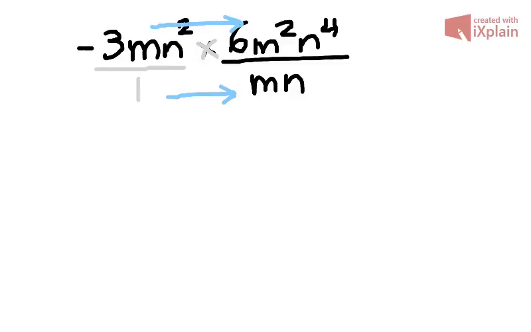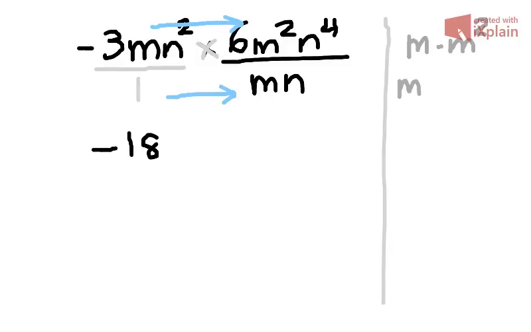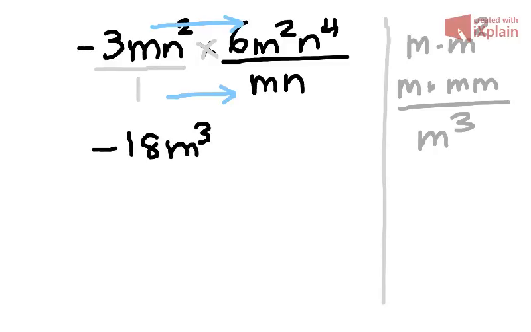So if we go this way, we will need to multiply top by top and bottom by bottom first. First, signs: negative, positive, so we're going to have a negative. 3 times 6, 18. Keep multiplying across. m times m squared. Let's talk about this here on the side. m times m squared is the same as m times m times m, so in the end we actually have m cubed. n squared times n to the 4 will give us n to the power of 6. And then the bottom will be 1 times mn.